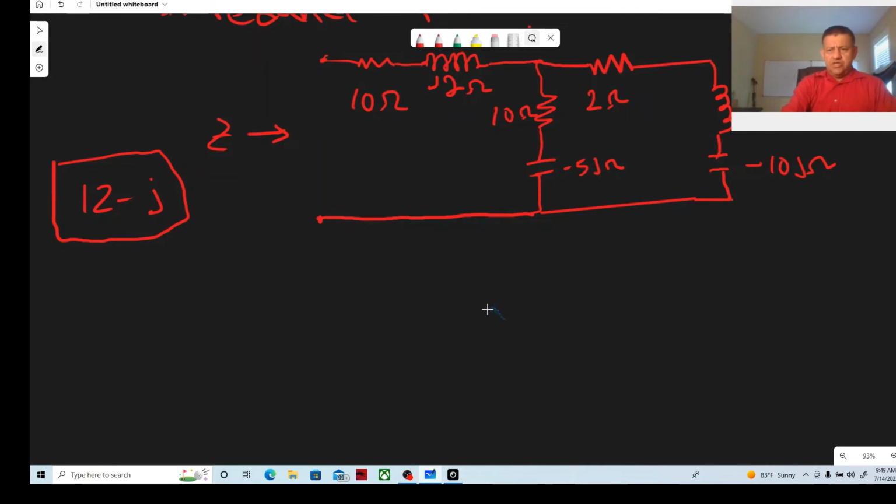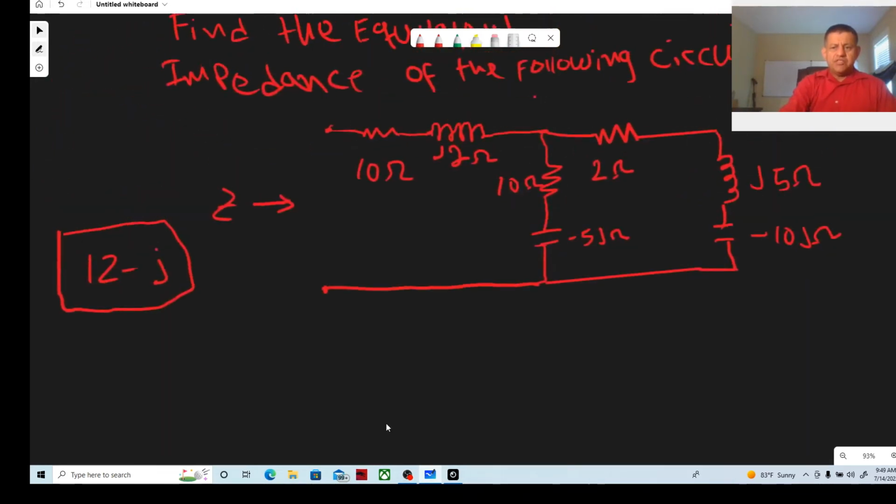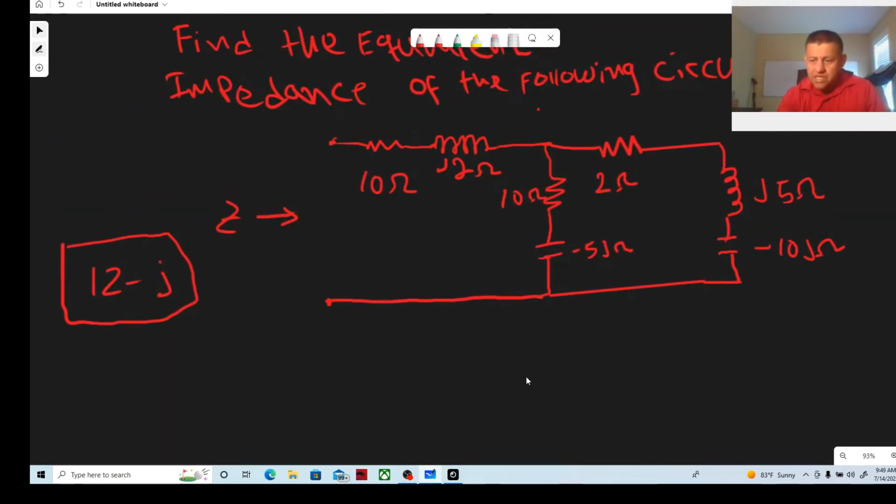So let's get started. Let me just move this up a little bit. All right, so let's do this. You know that this and this are in series, this and this are in series, and this and this and this are in series. So like regular mathematics, you can add anything that has like terms. In this case, I have J and J. I have a negative 10J and a 5J, so I can add those together and make it one.